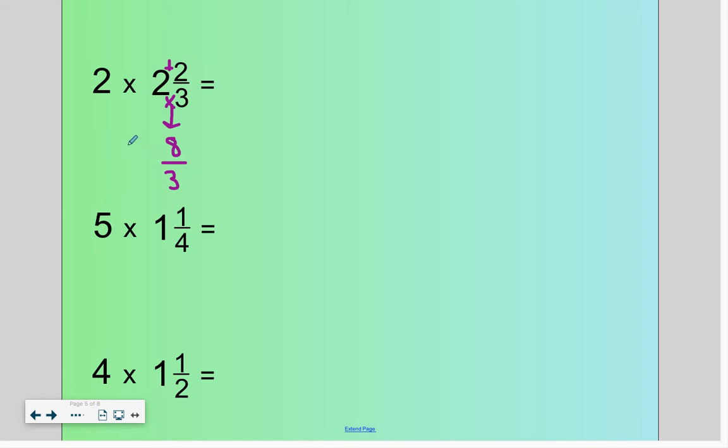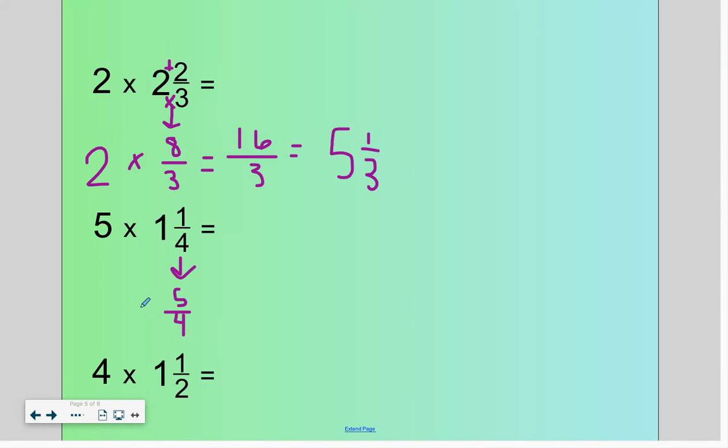2 and 2/3 is equivalent to 8/3. Now you can multiply this by 2. So 2 times 8 is 16 thirds, and that equals 5 and 1/3. For this problem, first I like to draw my arrow that reminds me any mixed number to convert it to an improper fraction. 4 times 1 is 4 plus 1 is 5/4.